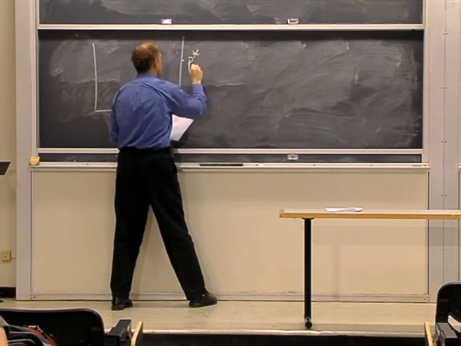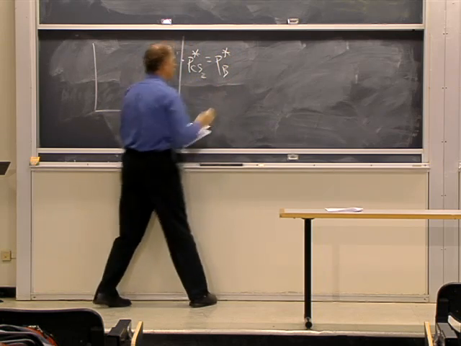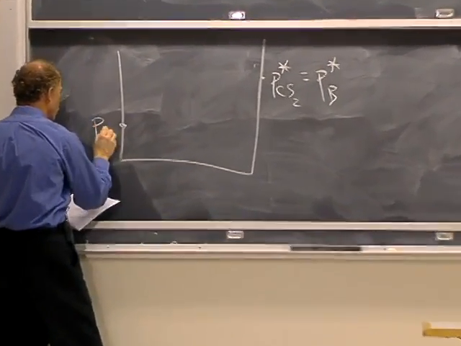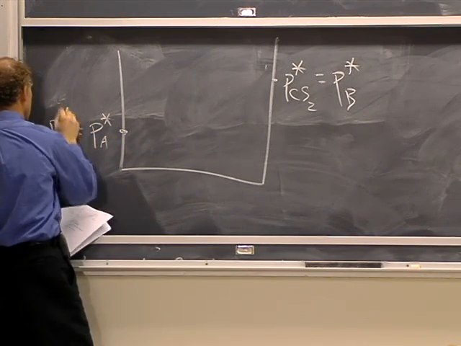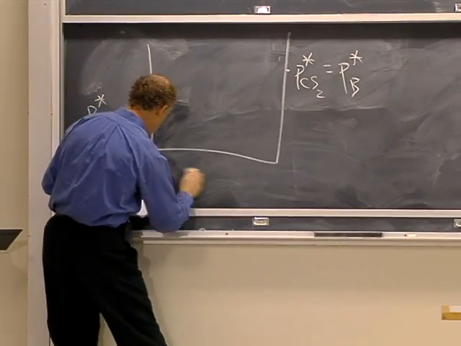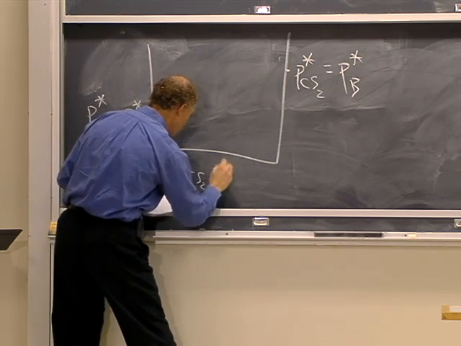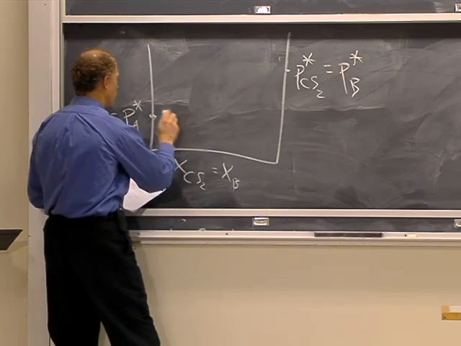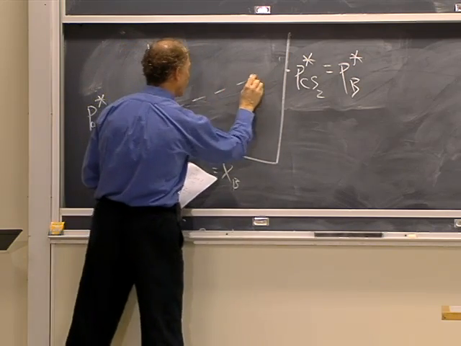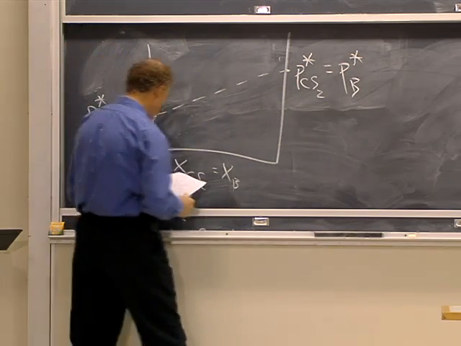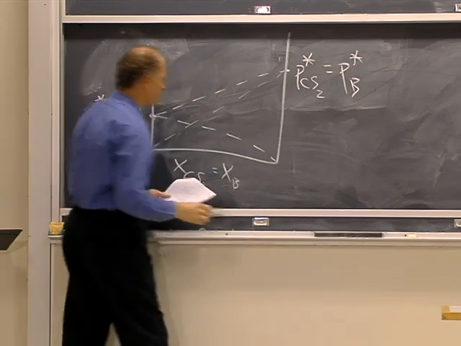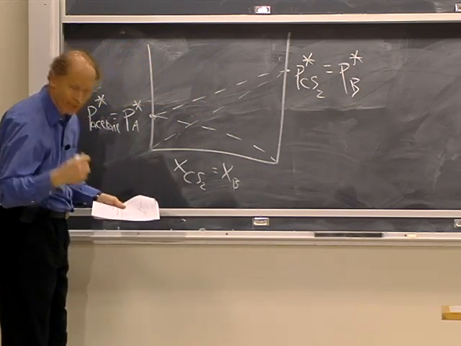So here's P star for CS2, which I'll call P star B. And somewhere down here will be P star for A, that is P star for acetone. And this is going to be the mole fraction of CS2, or XB. All right, so let's start with the ideal case. Not steep enough. Pretty good. And now let's look at what's going to happen in the real mixture.